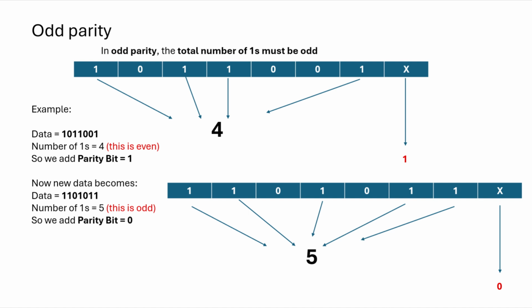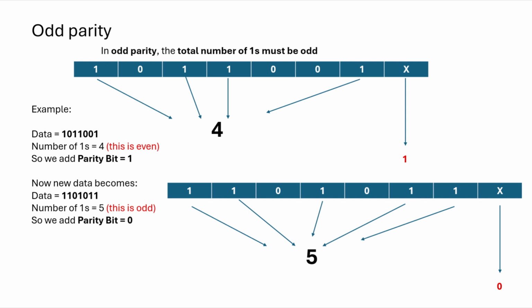Here is our data. 1011001. Let me write it clearly. Positions. First bit 1, second bit 0, third bit 1, fourth bit 1, fifth bit 0, sixth bit 0, seventh bit 1. Now we need to count the number of ones.